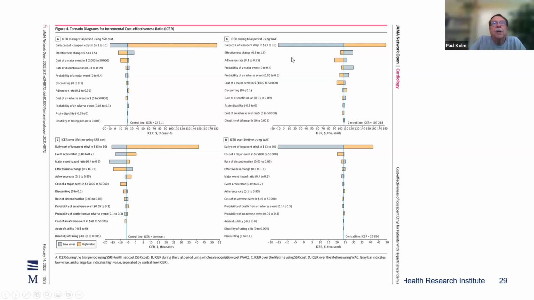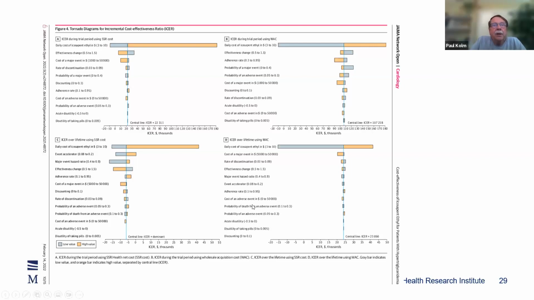And then we do the same thing using the WAC cost, and so we have the same range here, $3 to $10. And so obviously the lower the cost, the better our ICER is going to be. And if it's actually more than $10, the ICER is going to be a lot higher.